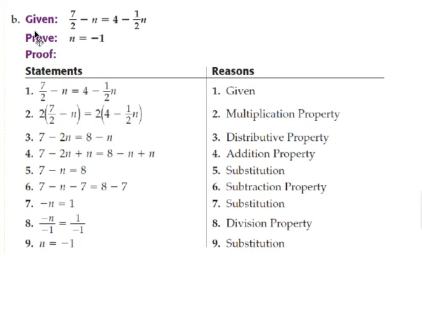This is the same thing again. The given part is always the first statement with the reason given. Why do we have this? Because it was given to us. And then at the very end is the prove part, or the then statement, which goes here at the very end. And instead of substitute again, we just put simplify. So it's the same process again.